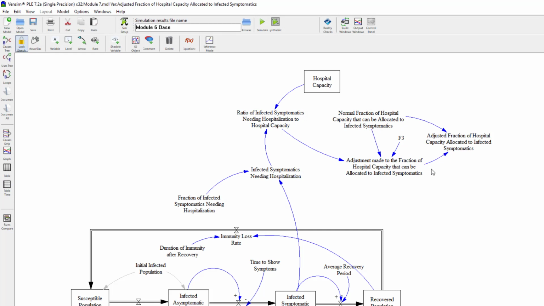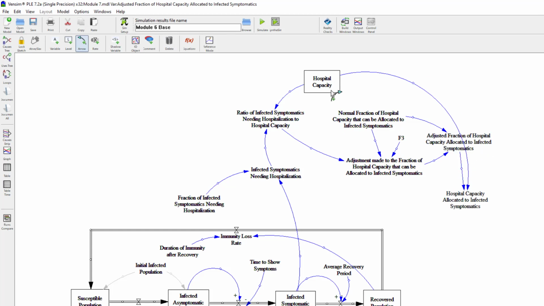Now we can actually calculate now how many beds would be allocated to the infected symptomatics by multiplying these two. Okay, so that's what we're gonna do. So the next step is a hospital capacity allocated to infected symptomatics. And that's gonna be hospital capacity multiplied by adjusted fraction.